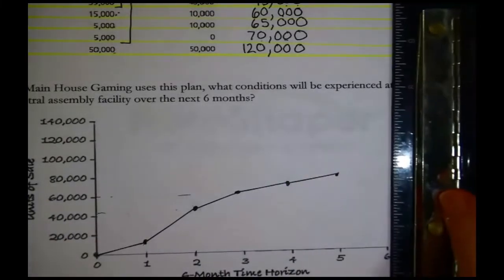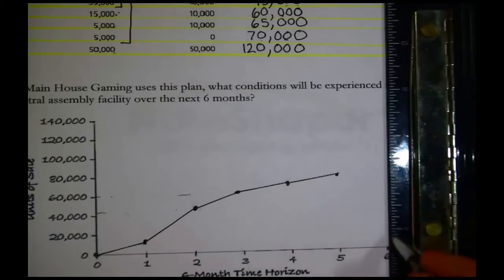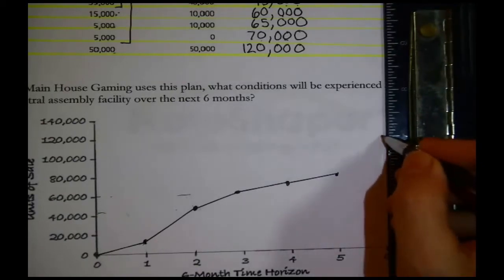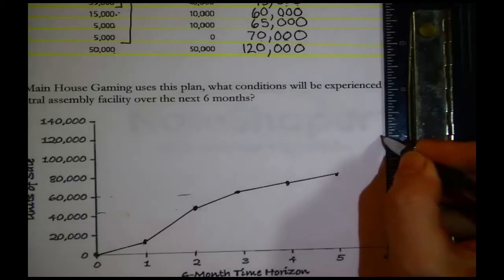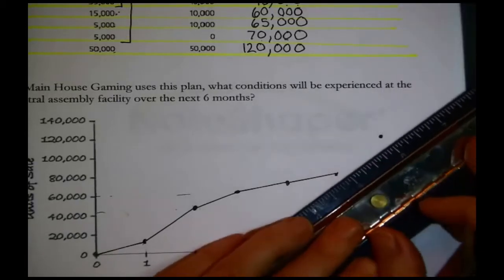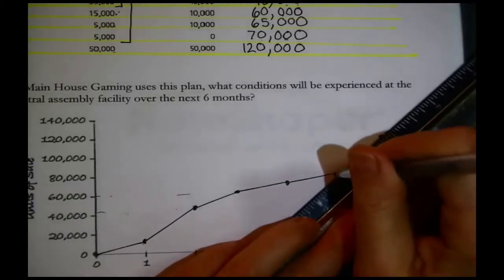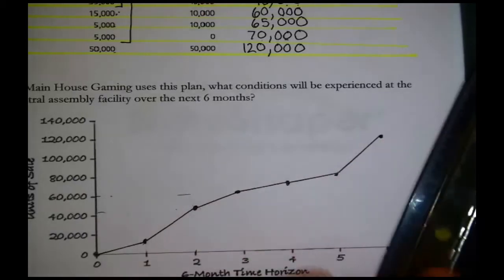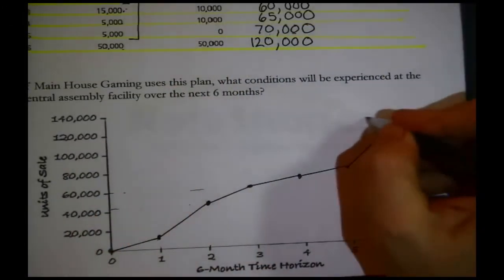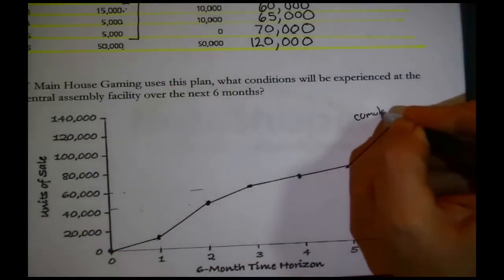By the end of the sixth month, a total of 120,000. Oh, all right. There. I have this line on the graph. What is that? Well, first off, just good graph habits, we should label that. What was that we actually plotted? Cumulative demand.